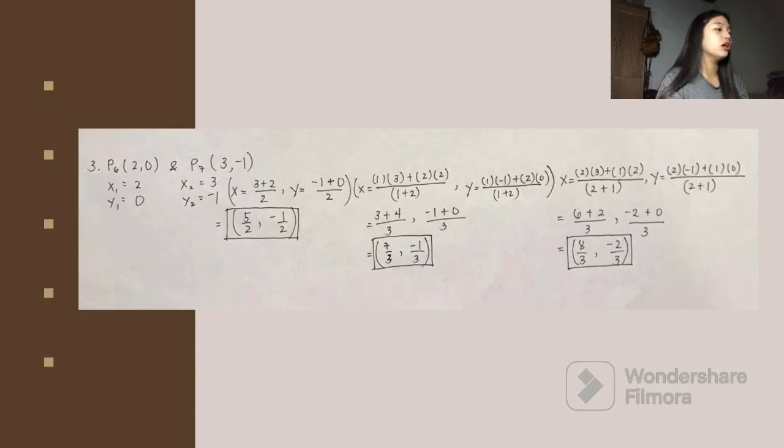So let's proceed to the trisection point nearest to the second point. x is equal to (2 times 3 plus 1 times 2) all over (2 plus 1). So the answer for x is 8 over 3. So let's solve for y. y is equal to (2 multiplied by negative 1 plus 1 multiplied by 0) all over (2 plus 1). So the answer for y is negative 2 over 3. So the trisection point nearest to the second point is 8 over 3, negative 2 over 3.